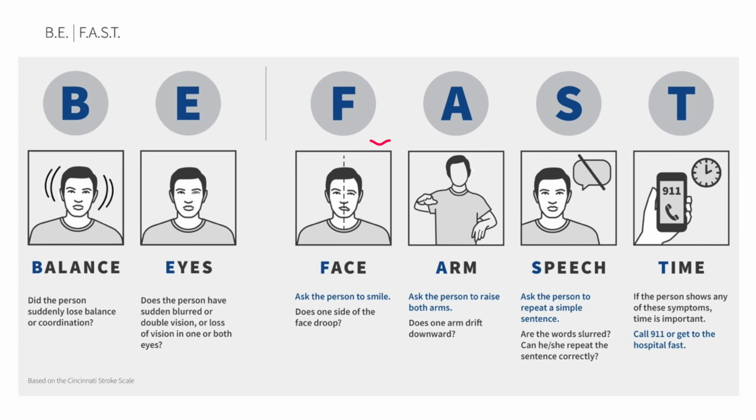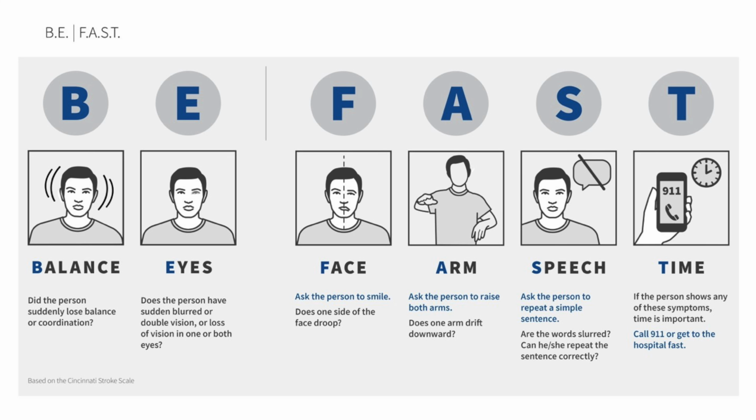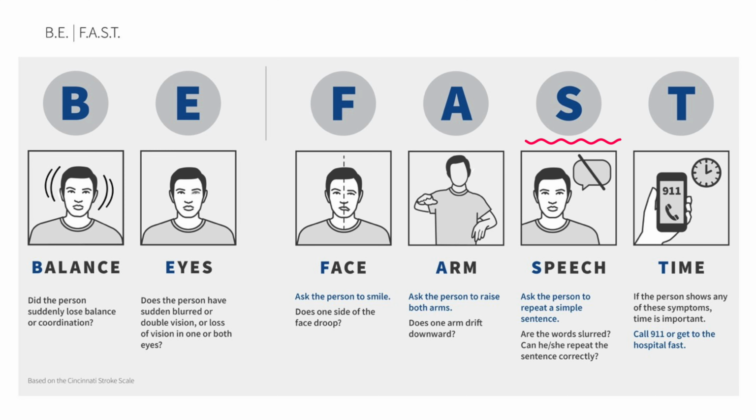Then F stands for face. Ask the patient to smile. If the smile is uneven, if there is drooping of the face on one side, it could be a sign of early stroke. A for arm weakness. Ask the patient to lift both arms, and if there is drifting of one of the arms, if there is a heavy feeling or weakness on one side of the arm, then this could be a sign of a stroke. S for speech.